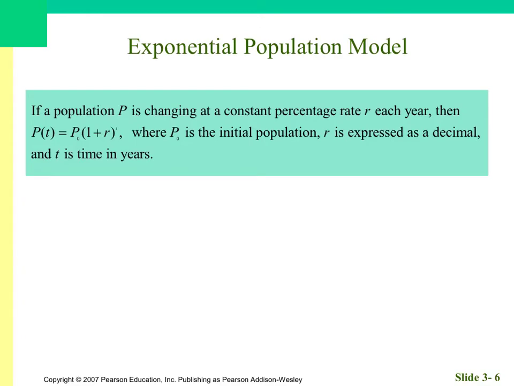So if population P is changing at a constant percent rate of R each year, then P of t equals P naught times the quantity 1 plus R to the t, where t is time in years. Or it could be seconds, it could be hours, it just depends on the problem. Okay?